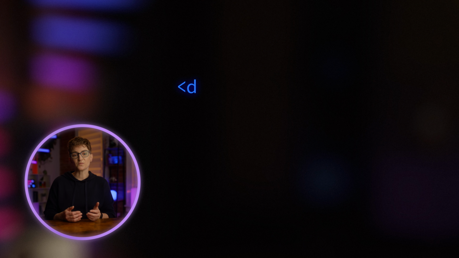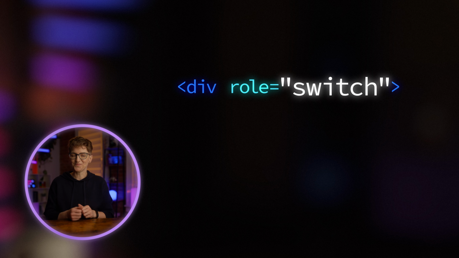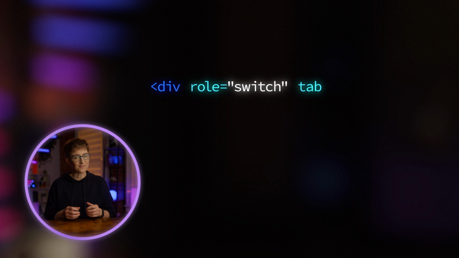First thing to check here is whether you've specified a role attribute. You need to declare the switch role here in your div so assistive tech knows what it is, like so. Next, you need to worry about keyboard behavior. When users tab through the page, will the switch be included? You can be sure of that by adding a tab index attribute to your div. Set its value to 0.